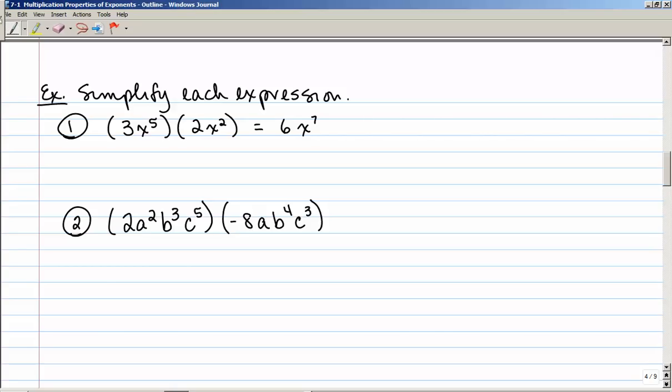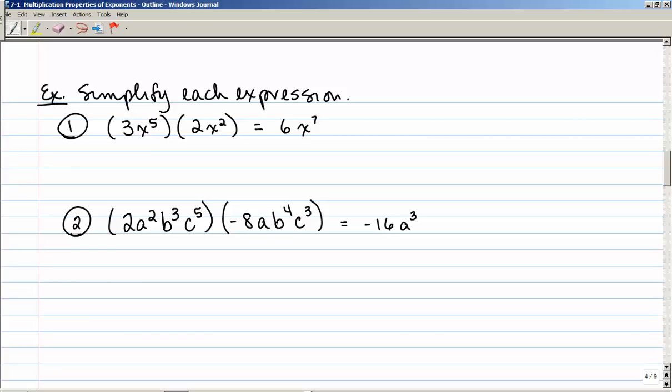Example number 2. 2a squared b cubed c to the 5th times negative 8ab to the 4th c cubed. I'm going to treat this the same way. I'm going to multiply my coefficients. 2 times negative 8 gives me a negative 16. Now I'm going to look at my a's. A squared times a, basically a to the 1, is a to the 3rd power. Add the 2 and then the 1 that's not there.